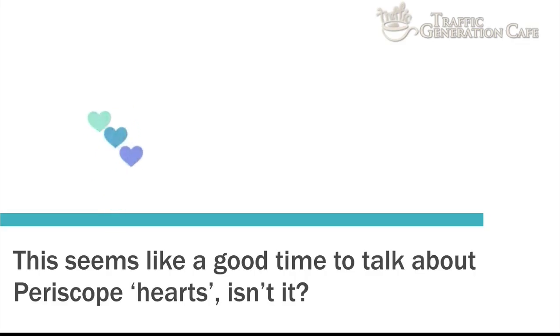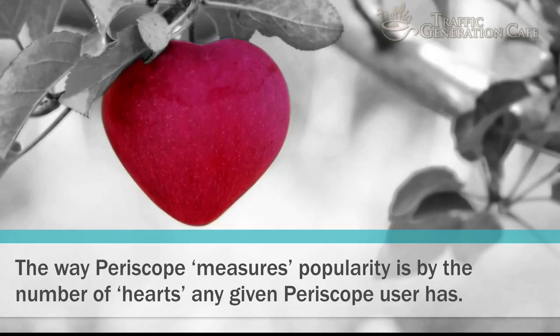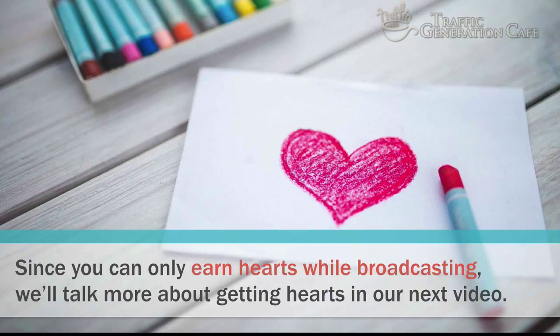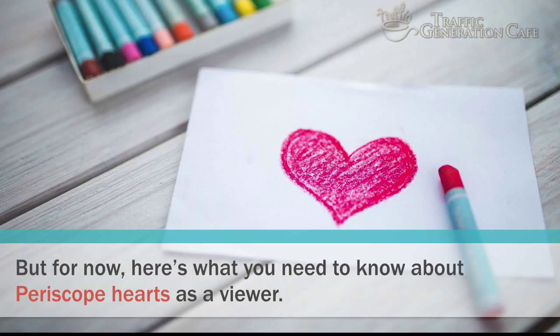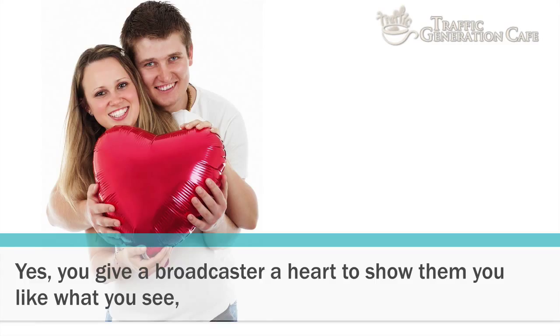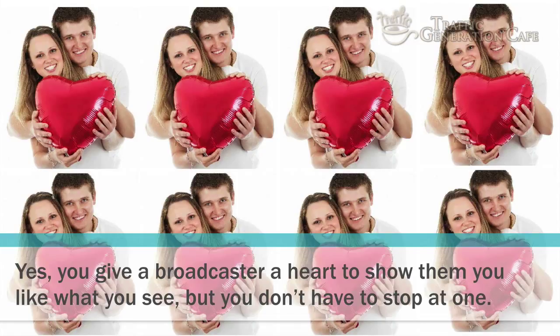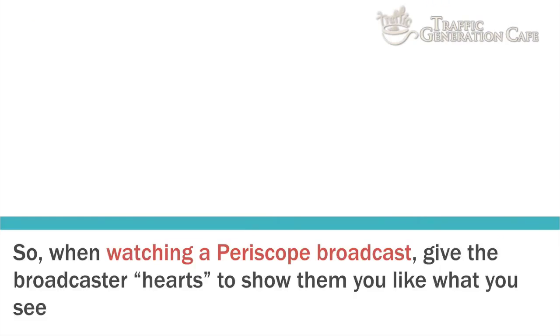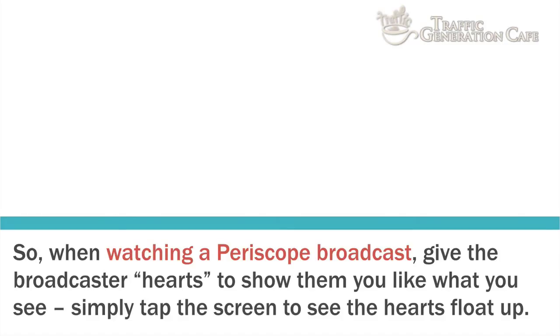This seems like a good time to talk about Periscope hearts, isn't it? The way Periscope measures popularity is by the number of hearts any given Periscope user has. The more hearts you have, the higher up you'll go on Periscope's most loved list. Since you can only earn hearts while broadcasting, we'll talk more about getting hearts in our next video. But for now, here's what you need to know about Periscope hearts as a viewer. Periscope hearts are like likes, and unlike likes in that way. Yes, you give a broadcaster a heart to show them you like what you see, but you don't have to stop at one. Hearts are more similar to applause in that way. So when watching a Periscope broadcast, give the broadcaster hearts to show them you like what you see. Simply tap the screen to see the hearts float up.